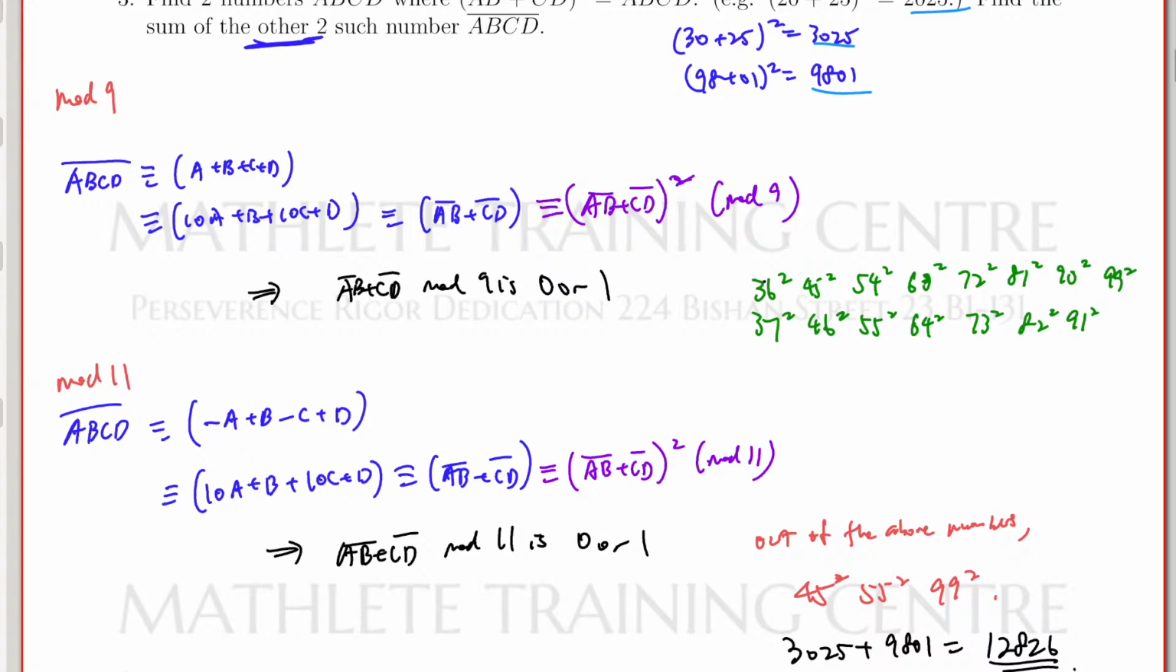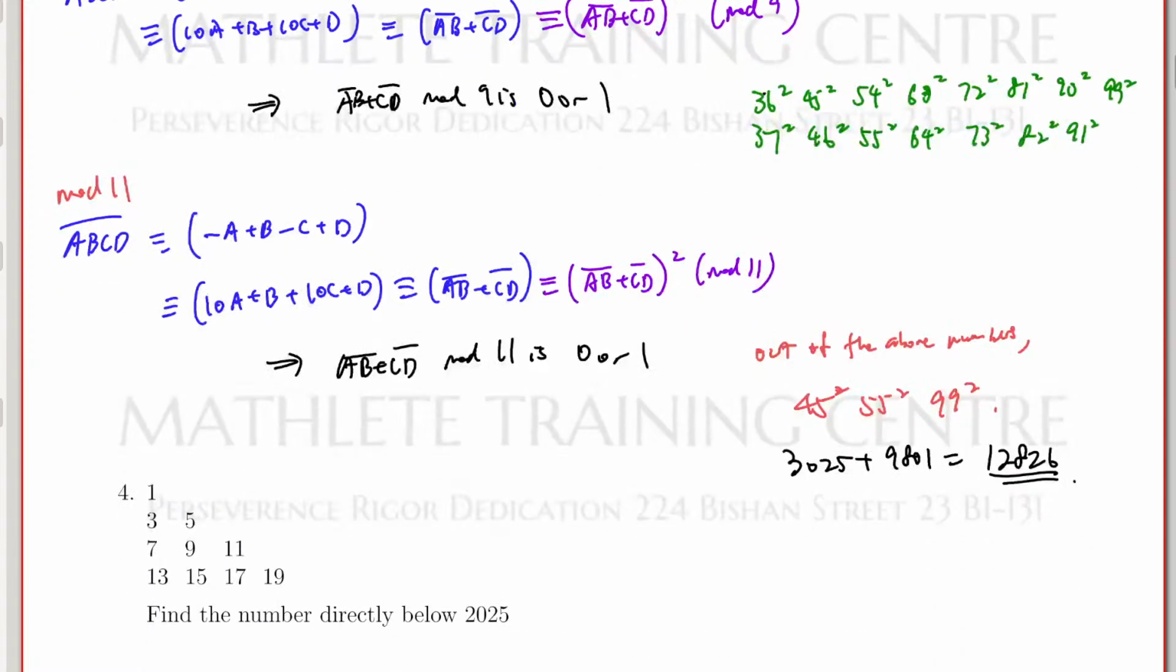Okay, but question 4 is not going to be that difficult, because question 4 asks, in this triangular pattern, what's the number directly below 2025? Now, in fact, I'm going to do something here. I'm going to write this triangle in a slightly different manner. I'm going to write it as 1, 3, 5, 7, 9, 11, 13, 15, 17, 19, and so on. Because if I write it in this way, then you're able to see where the square numbers are. The square numbers are 1, 4, 9, 16, 25, and so on. The square numbers are all down in the middle column.